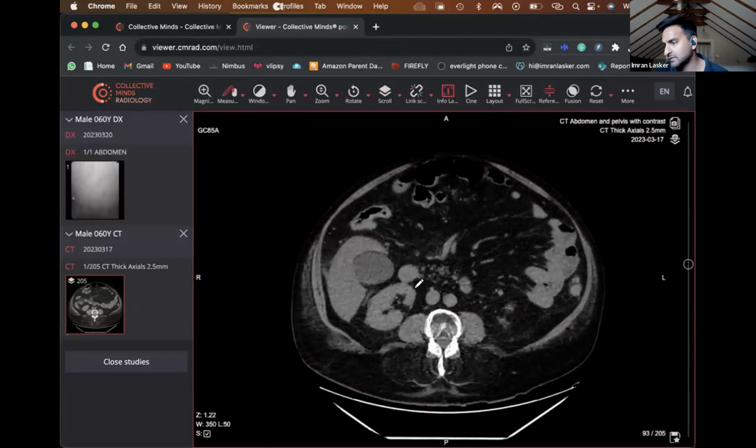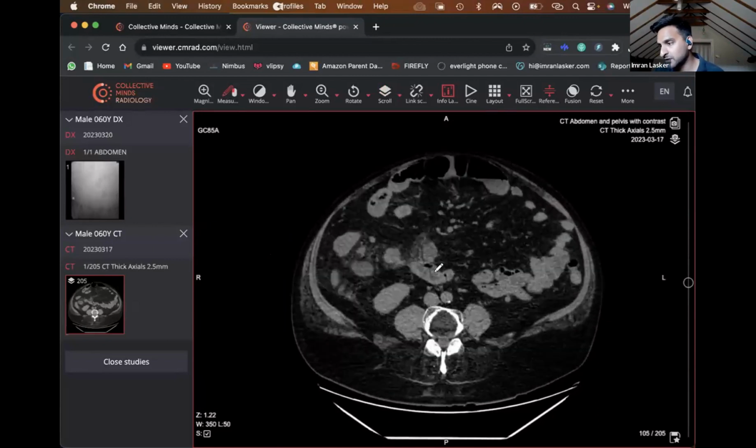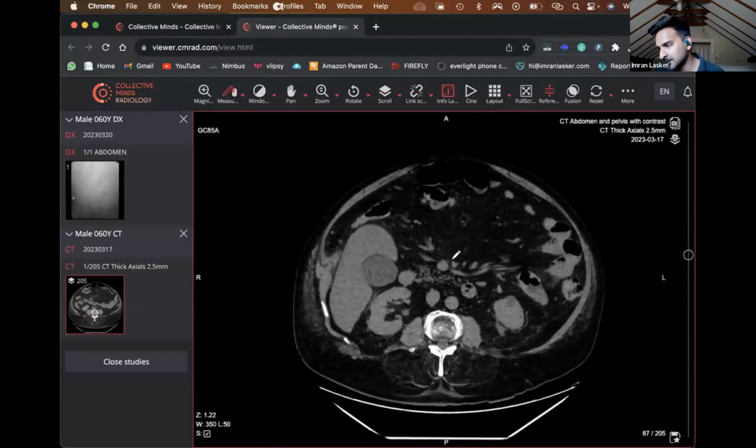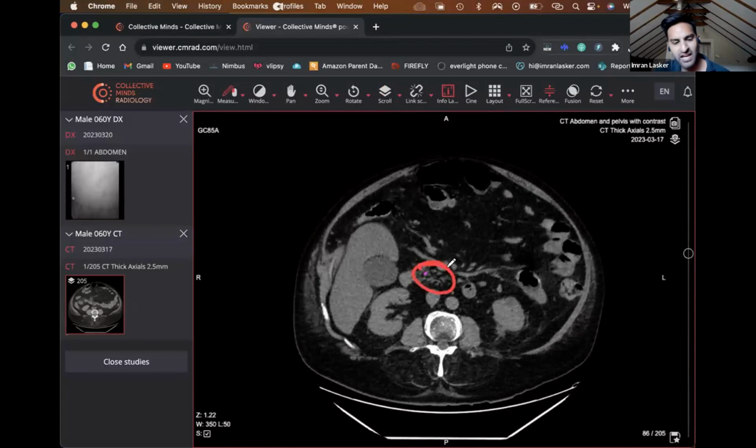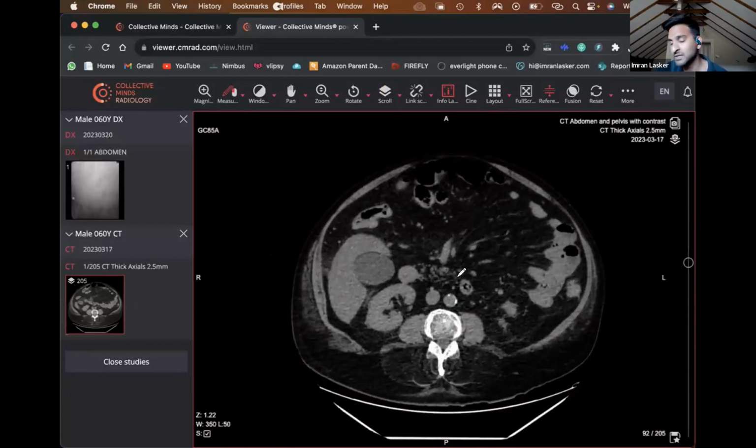Gallbladder, kidneys, how do they look? Look at the pancreas as well. The pancreas is sitting somewhere here. Can you see that? It looks a bit atrophic, which can be normal for people.